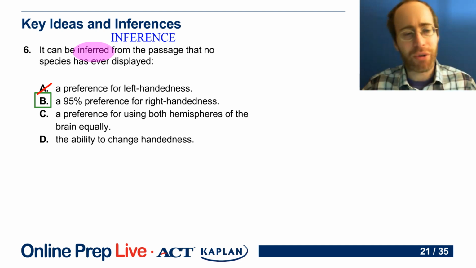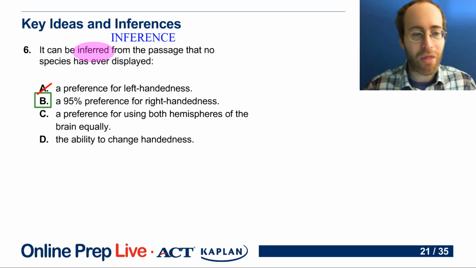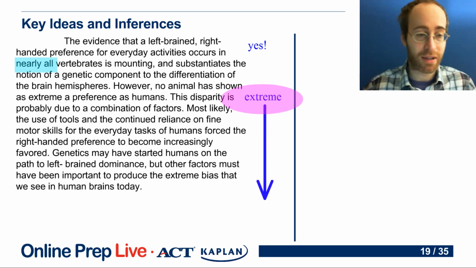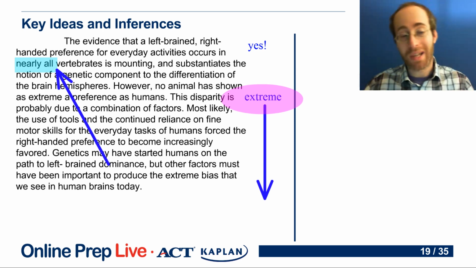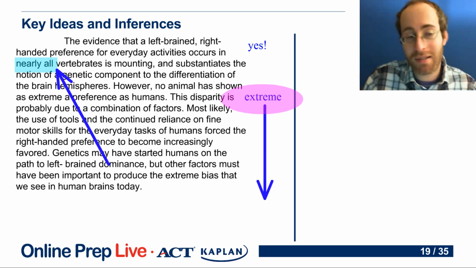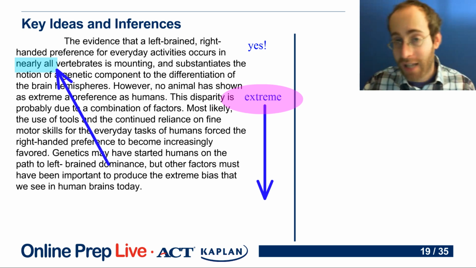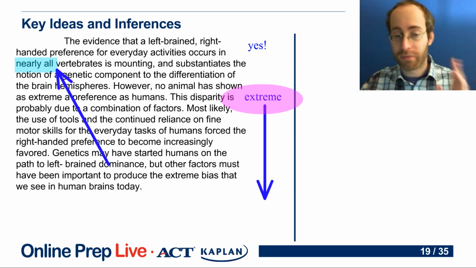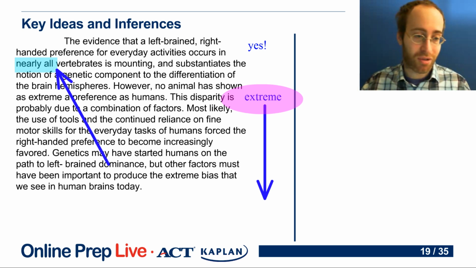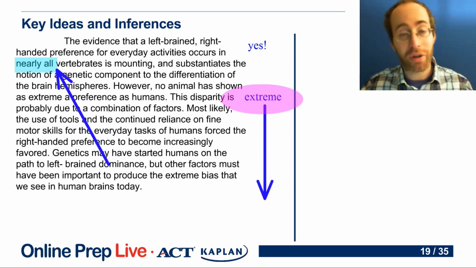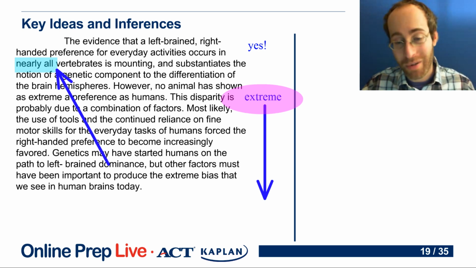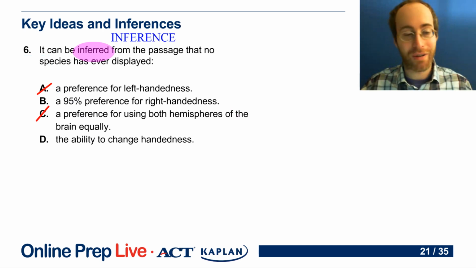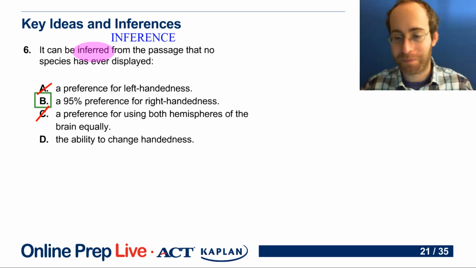Choice C says a preference for using both hemispheres of the brain equally. Now this goes back to the same thing as choice A. Remember in the passage it said that nearly all vertebrates have this preference for right-handedness, which means it is still possible that there are some species out there that have a left-handed preference or equal preference for both hemispheres. Nearly all is not the same thing as all. There could still be some exceptions. So for that reason, C is out, and we got to grab choice B for Boris once again.